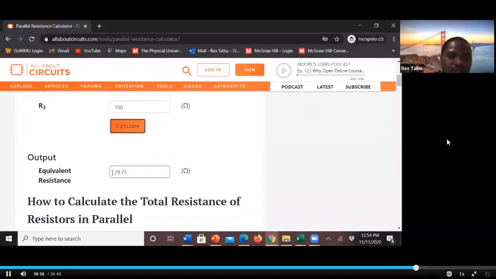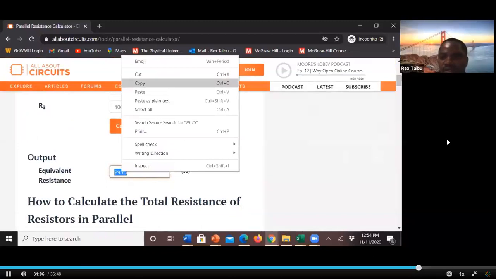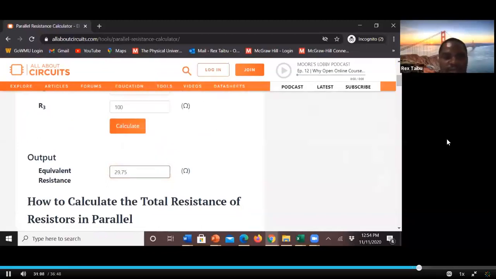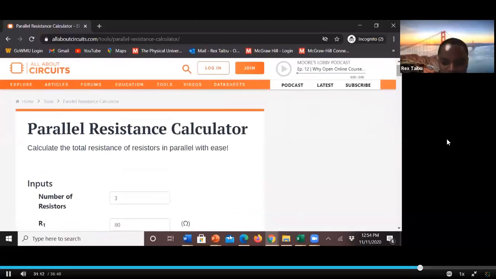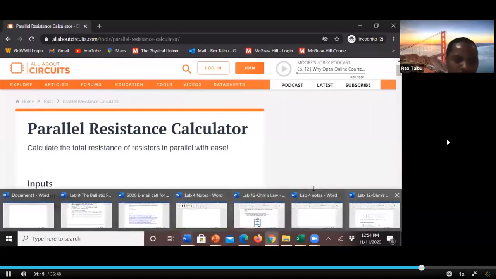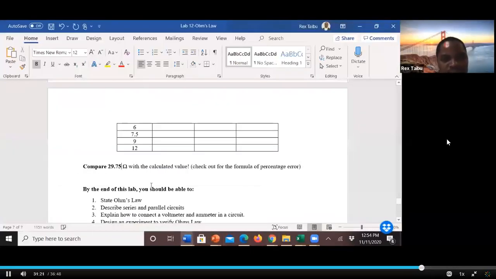So the equivalent resistance is 29.75. You can go ahead and do the calculations, but also compare with this. So this is 29.75 according to this calculator. If they were in series, you wouldn't use this formula, just add them up. Go back to our lab 12. So now we compare with what? 29.75 ohms to the calculated value. Check out the formula for precision error.